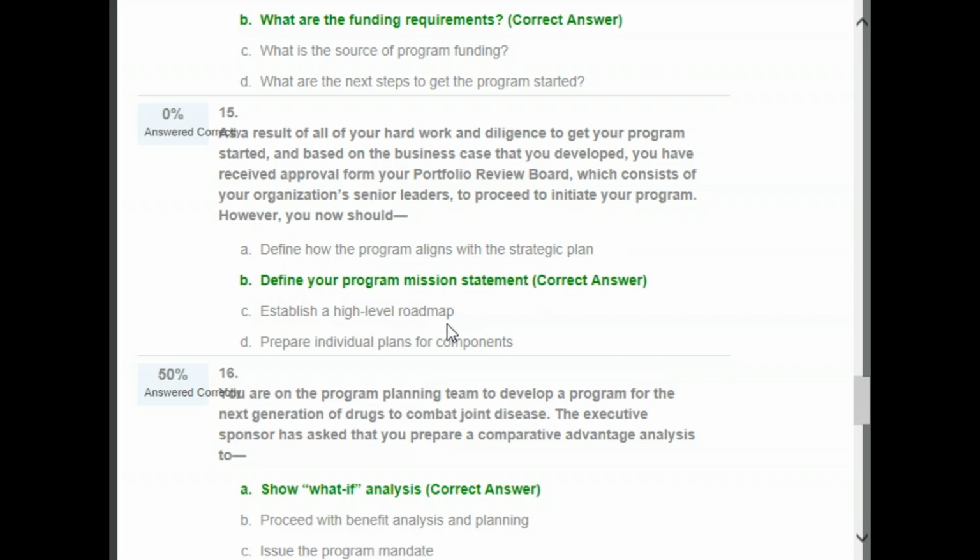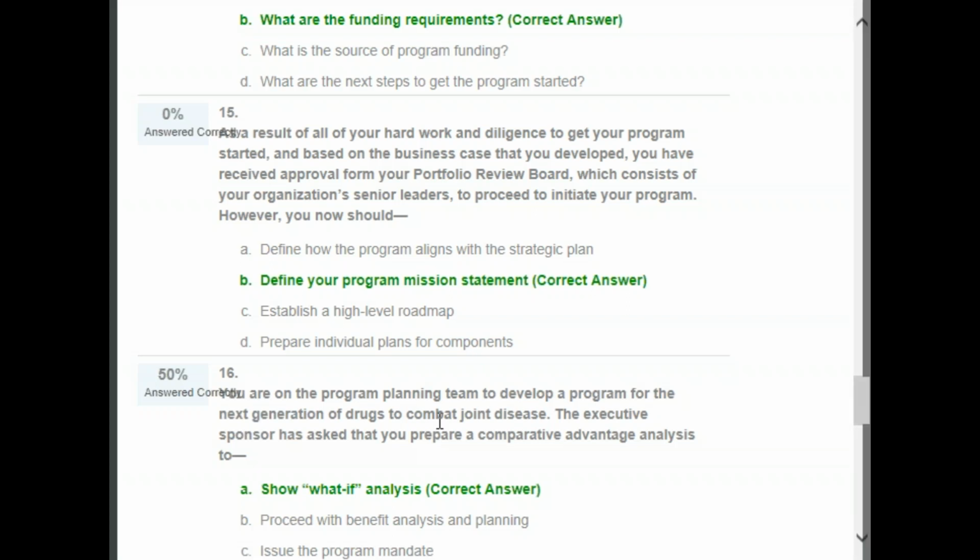Establish a high-level roadmap. This has been done. Prepare individual plan for components. No, not yet. So B is the right answer for question number 15. And it says the mission statement describes the purpose of the program and states the reason the program exists.